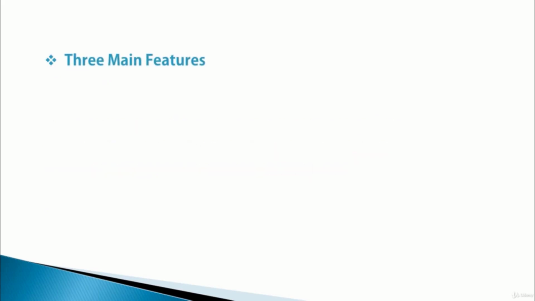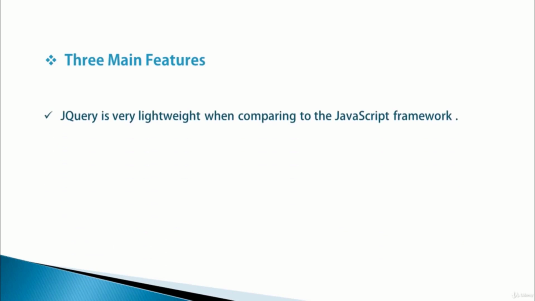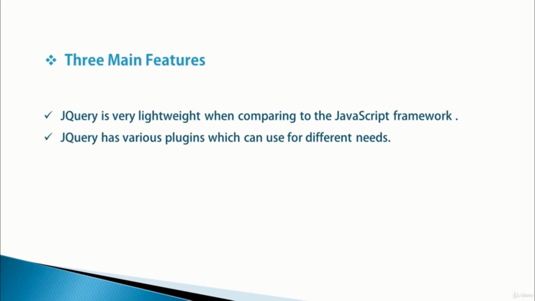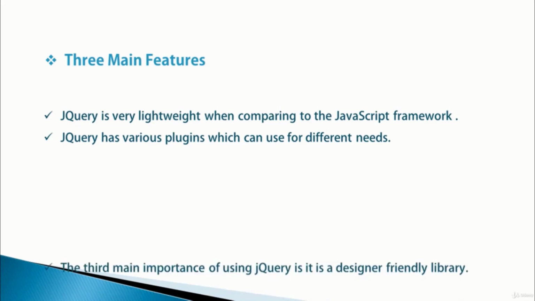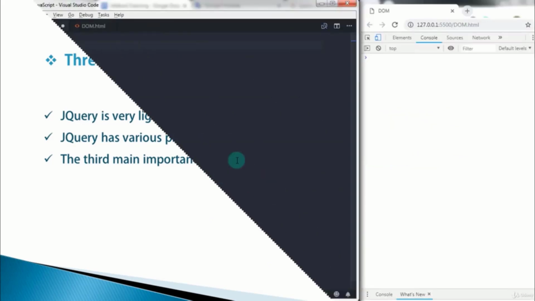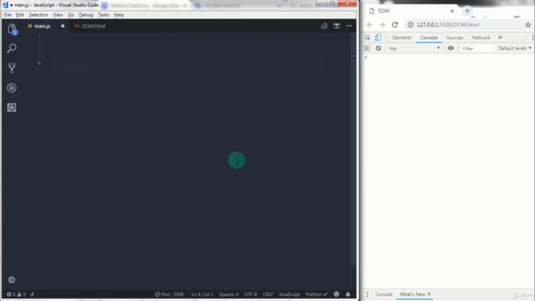So let's understand the three main reasons to use the jQuery library. jQuery is very lightweight compared to JavaScript frameworks. jQuery has various plugins which can be used for different needs. The third main reason for using jQuery is that it is a designer friendly library. Using jQuery, you can create thousands of animations with minimal code. Using minimal code, you can achieve the same result using jQuery.